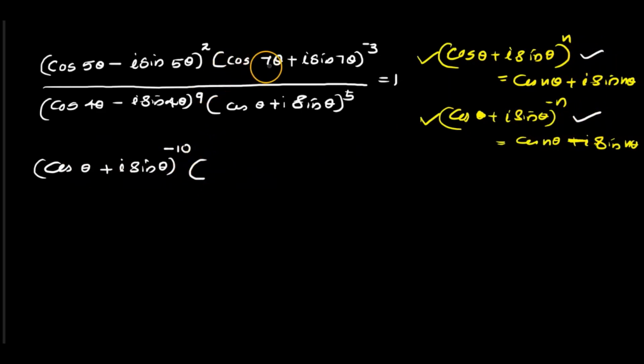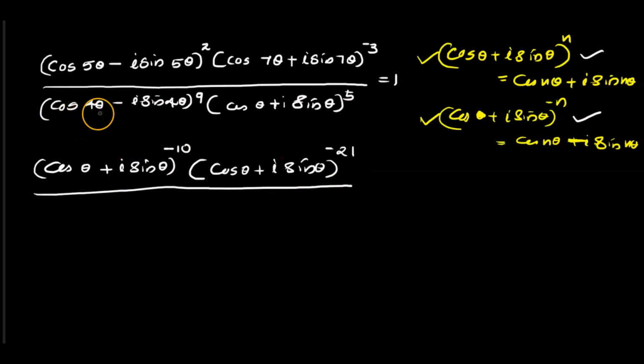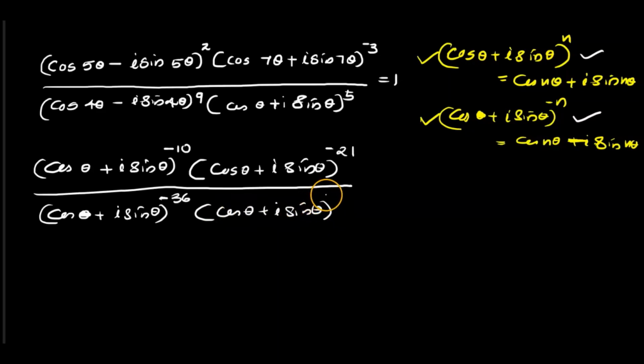Also, the next term, we can take this (cos theta plus i sin theta) all power 7. And this is already there is 3. This is (cos theta plus i sin theta) all power 3 minus 3 into 7 is minus 21. And this, take minus 4, that is (cos theta plus i sin theta) all power minus 4 into 9, that is minus 36. And this is (cos theta plus i sin theta) itself all power 5.